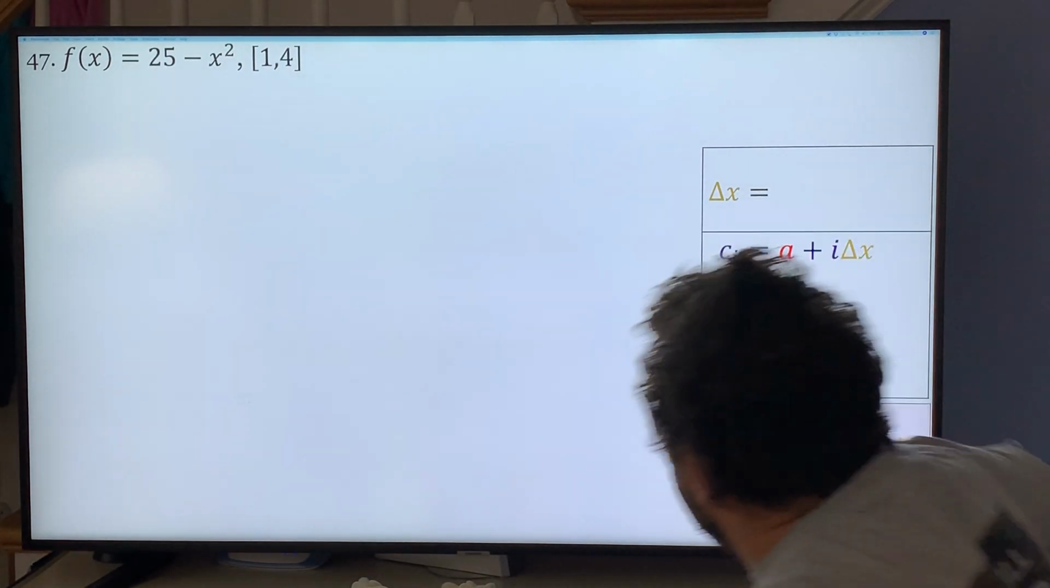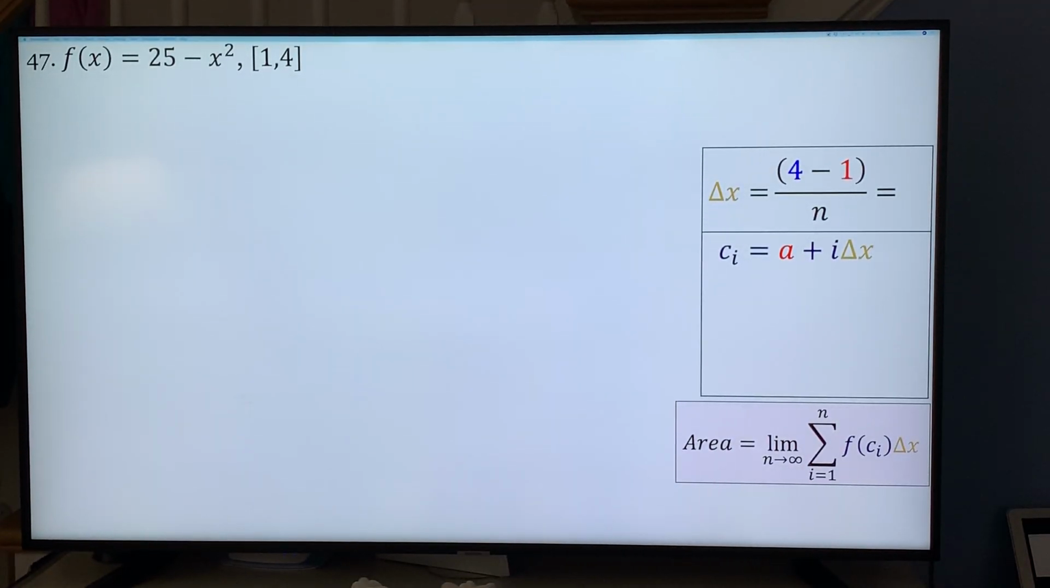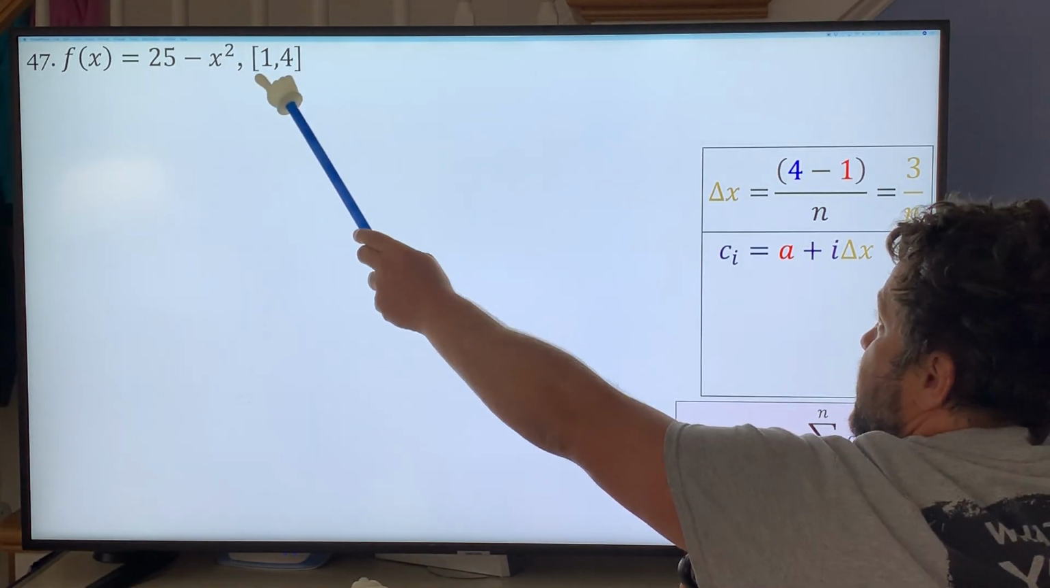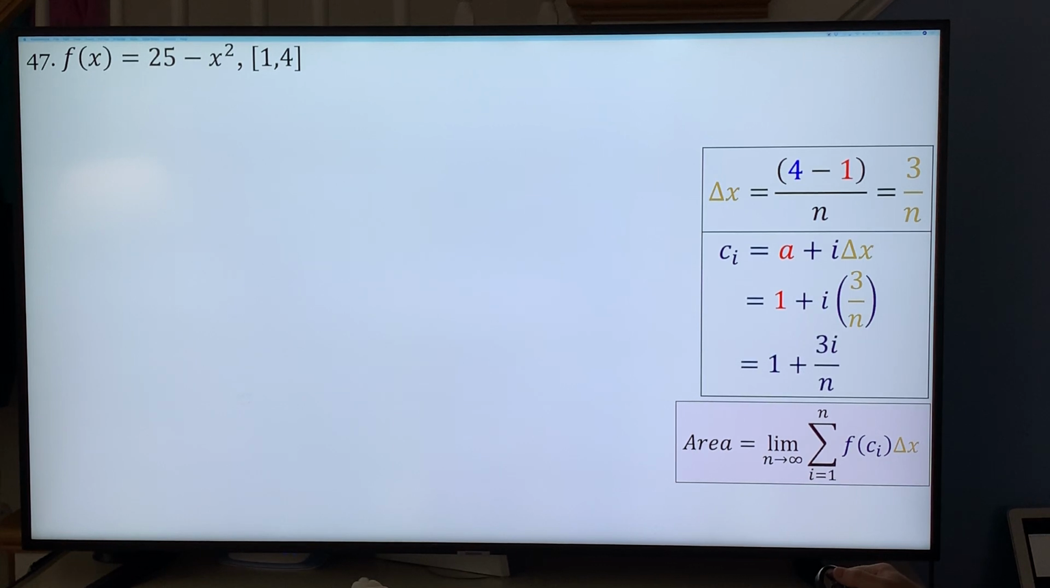47, go. First thing you should do, delta x, 4 minus 1 over n. Right here, 3 over n. 4 minus 1 is 3, divided by n. Ci is a. Your a here is different. It's not a 0, so your a kind of changes sometimes. It's a 1. 1 plus 3 over n times i. 1 plus 3i over n.